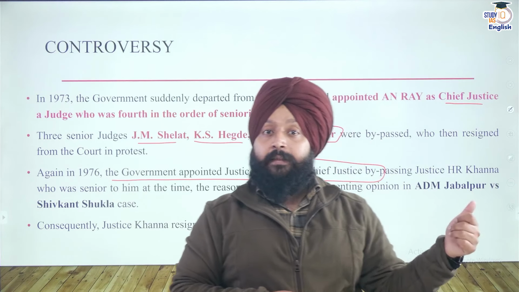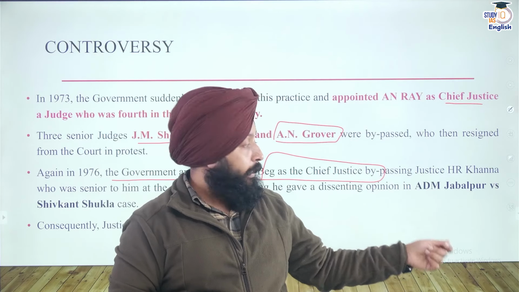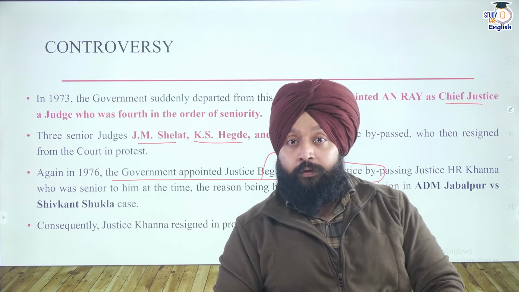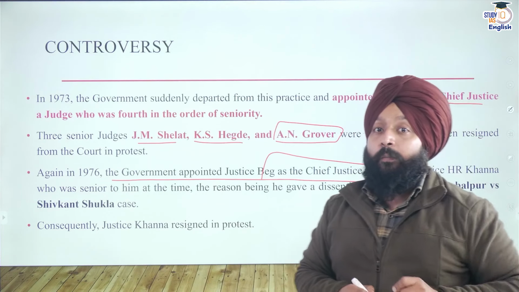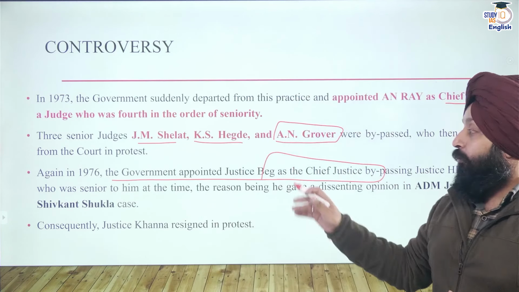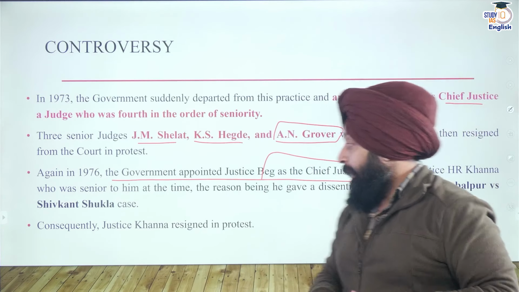So when Justice H.R. Khanna gave this dissenting judgment in ADM Jabalpur versus Shivkant Shukla, the government was infuriated. So that's why the government did not appoint Justice H.R. Khanna as CJI. In his place, Justice Beg was appointed. So obviously, Justice Khanna also resigned.